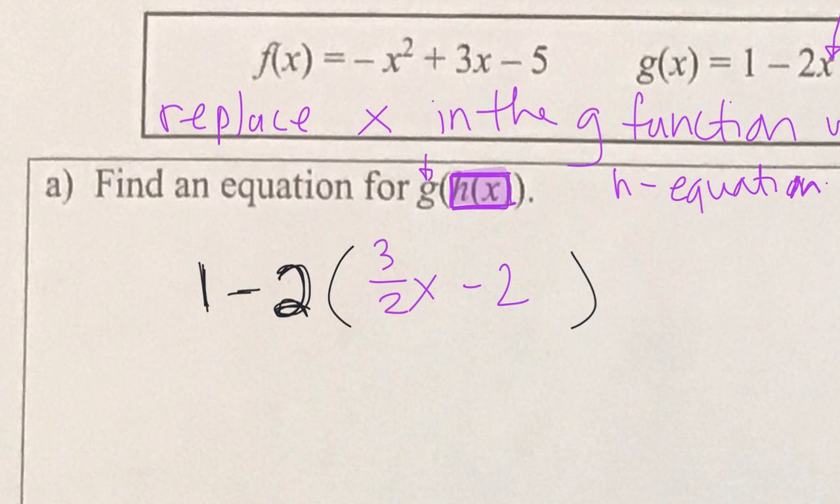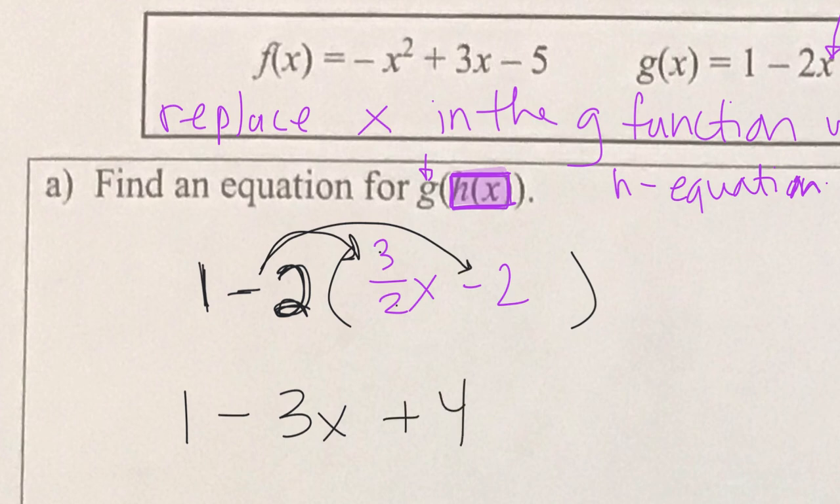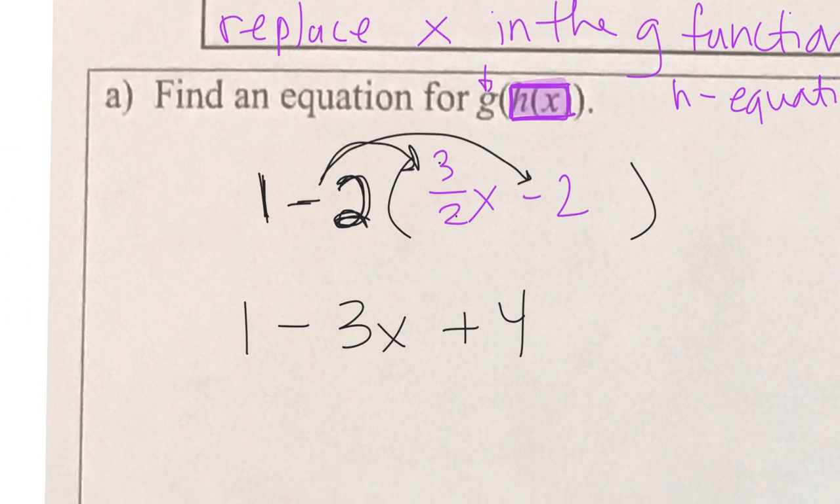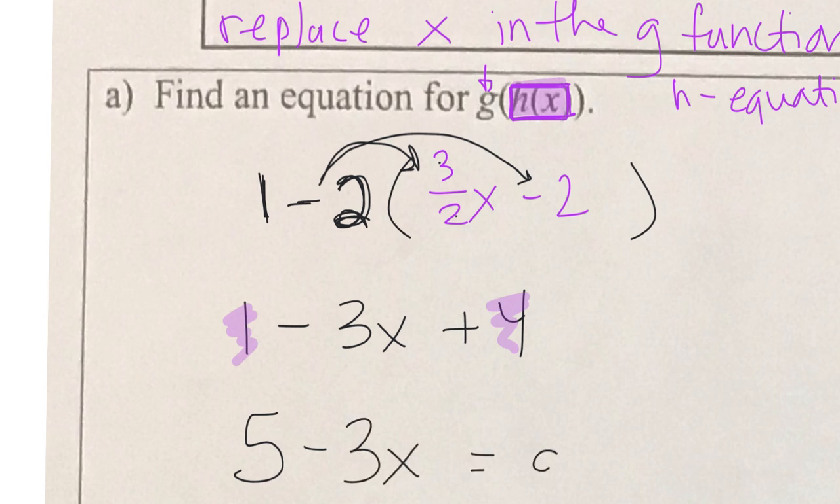And now let's do the simplifying. So minus 2 times 3/2, which is minus 3x, right? Because 2 times 3 is 6. 6 divided by 2 is 3. And then a plus 4. So let's combine our like terms. What is 1 plus 4? It is 5. So our final equation is 5 minus 3x. Okay, that's the equation that we get when we do g of h of x.